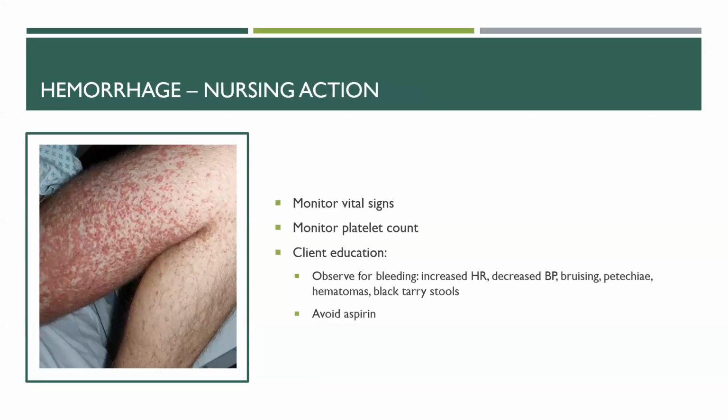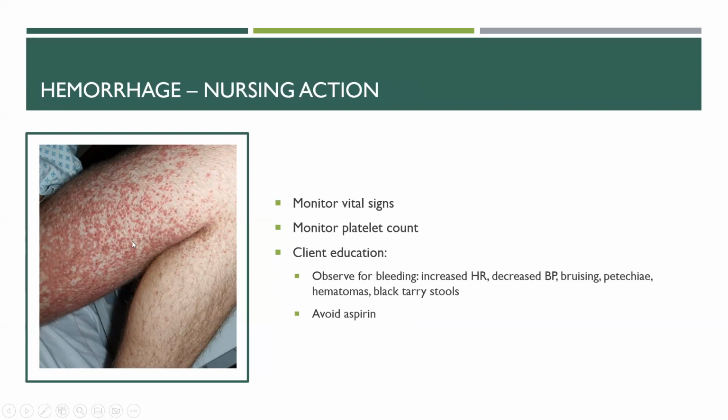Hemorrhage, once again, these are your nursing actions. You want to monitor vital signs, monitor your platelet count, and observe for bleeding. Things like increased heart rate, decreased blood pressure. Do you remember what I said before about increased heart rate and decreased blood pressure? Yes, they're signs of shock. Look how smart you are. Look for things like bruising and petechiae.